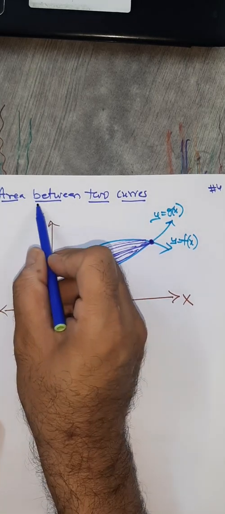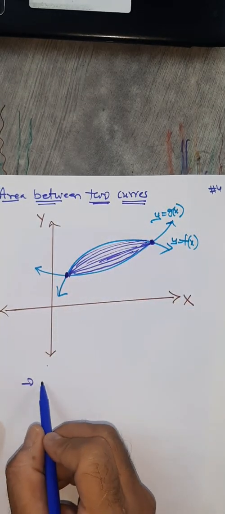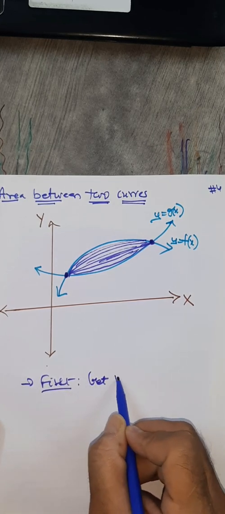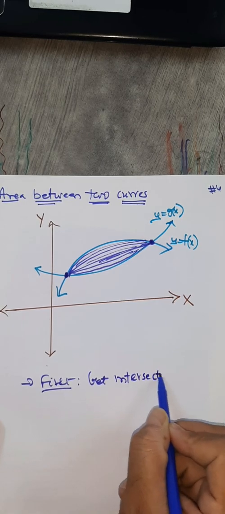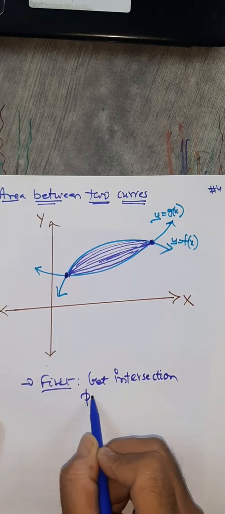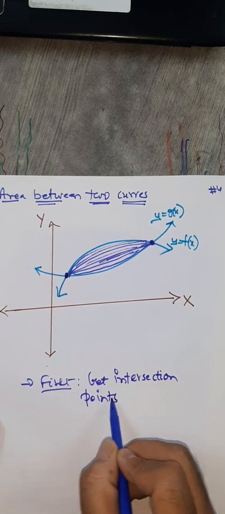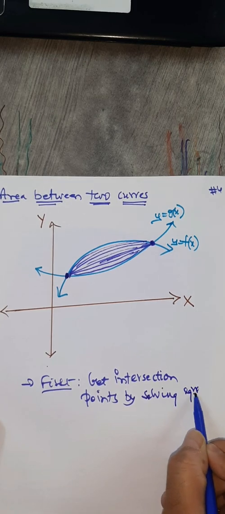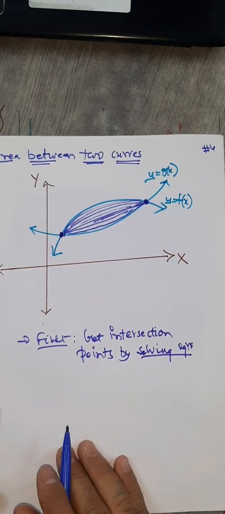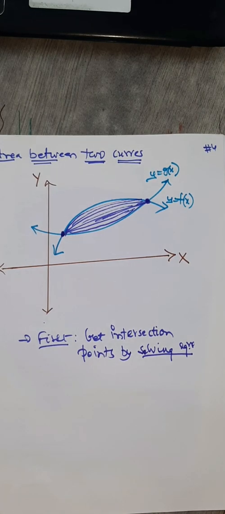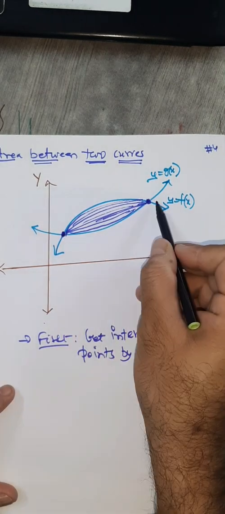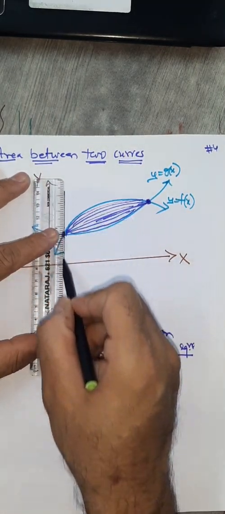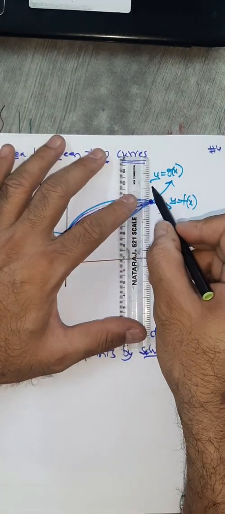So when you are asked for the area between two curves, the first thing you need to do is get the intersection points by solving the equations. That's your first task. Solve the equations and get their common points. Common points means this and this. So here the area starts from this one, and it ends over here, remember.